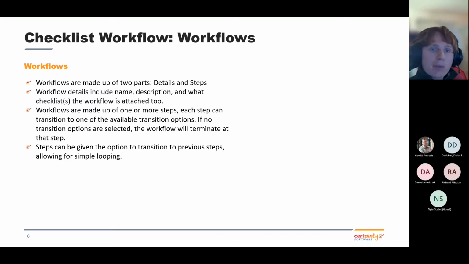Steps, however: workflows are made up of one or more steps. So we covered what a step looks like in the previous two slides. Each step can transition to one of a list of step options that you make available, and we'll see what that looks like in just a moment. However, if there are no transition options selected for a given step, the workflow will terminate at that step. And then steps can also be given the option to transition to previous steps, allowing for very simple looping.